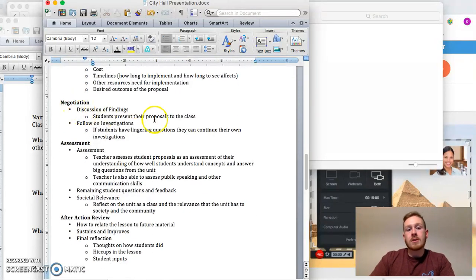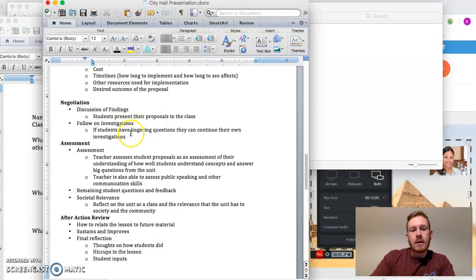As far as the negotiation, the students are going to be presenting their proposals to the class at the bare minimum, and so that is kind of a negotiation. There can be a discussion afterwards where students can ask questions to the group, and then follow-on investigations, see if they can actually go through and maybe make one of these happen, or if there's more stuff that they want to look into for the future. That would really just be enrichment.